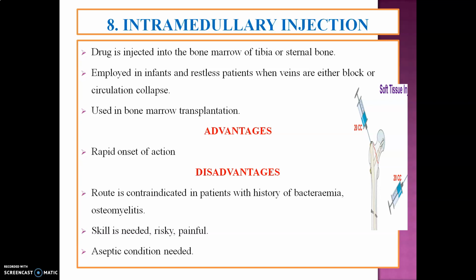Disadvantages: first, skill is needed. It is risky and painful. Next, strict aseptic techniques are needed because it is bone marrow. Next, the route is contraindicated in patients with a history of bacteremia. Bacteremia is the presence of bacteria in your bloodstream. And osteomyelitis is inflammation of bone. Whenever these two conditions are there, these types of injections are contraindicated.